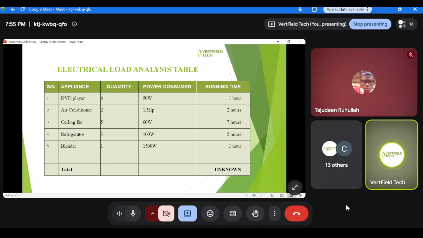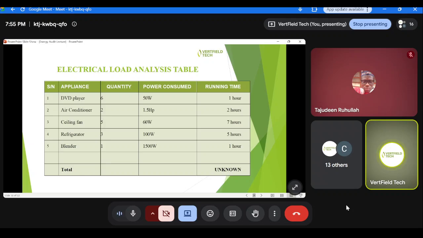For the air conditioner, the quantity is 2. The power consumed is 1.5 horsepower. The running time is 2 hours. For the ceiling fan, the quantity is 5. The power consumed is 60 watts. The running time is 7 hours. For the refrigerator, the quantity is 3. The power consumed is 100 watts. The running time is 5 hours. For the blender, the quantity is 1. The power consumed is 1500 watts. The running time is 1 hour.